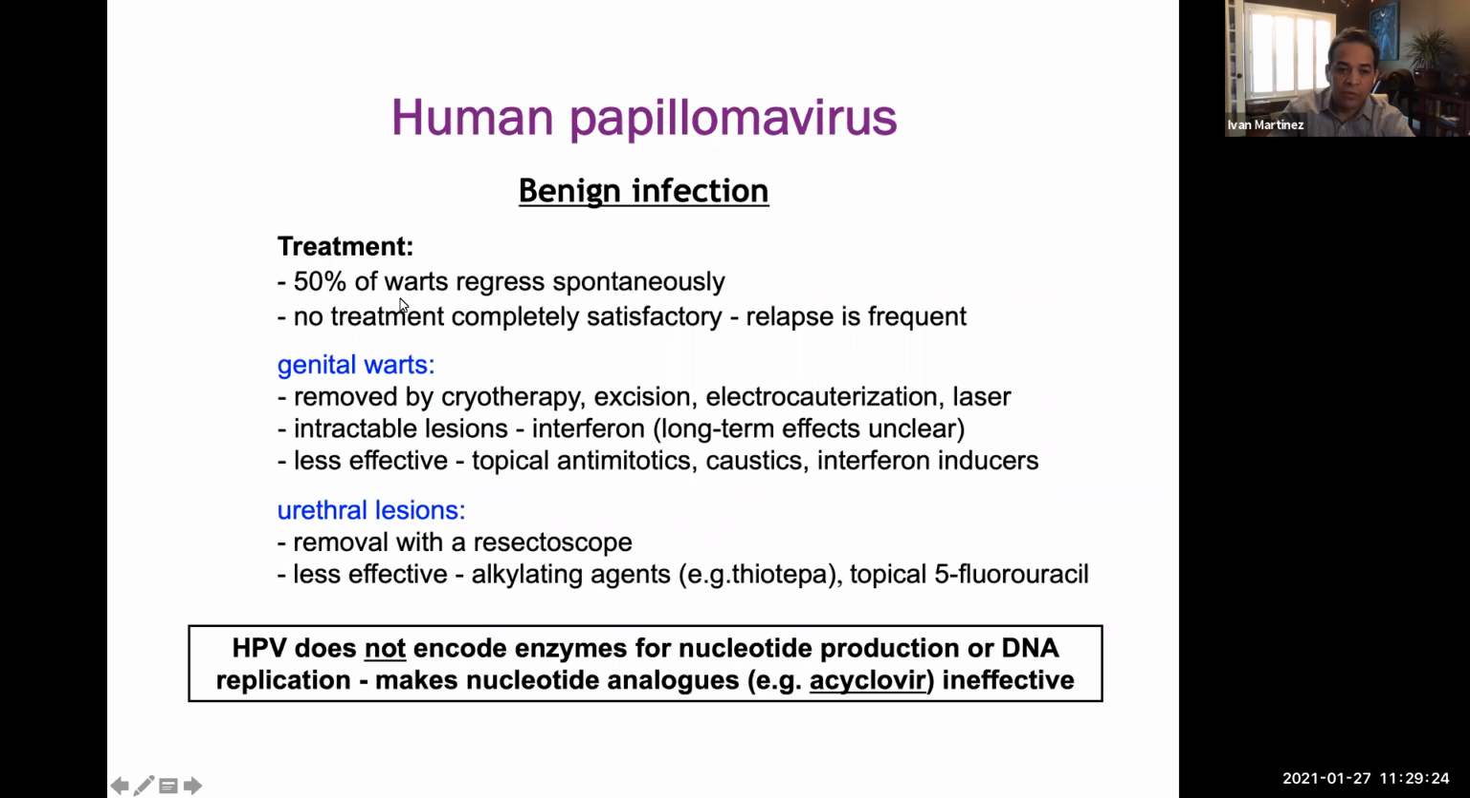Treatment: 50% of warts regress spontaneously. Most HPV infections, our immune system is very good at detecting them and getting rid of them. Genital warts can be removed by cryotherapy, excision, or electrocauterization, laser, and so on. Less effective, of course, is topical antimitotics. Urethral lesions, you can use a different type of techniques. Now, HPV does not encode enzymes for nucleotide production for DNA replication, so for that reason, acyclovir cannot be used against HPV.